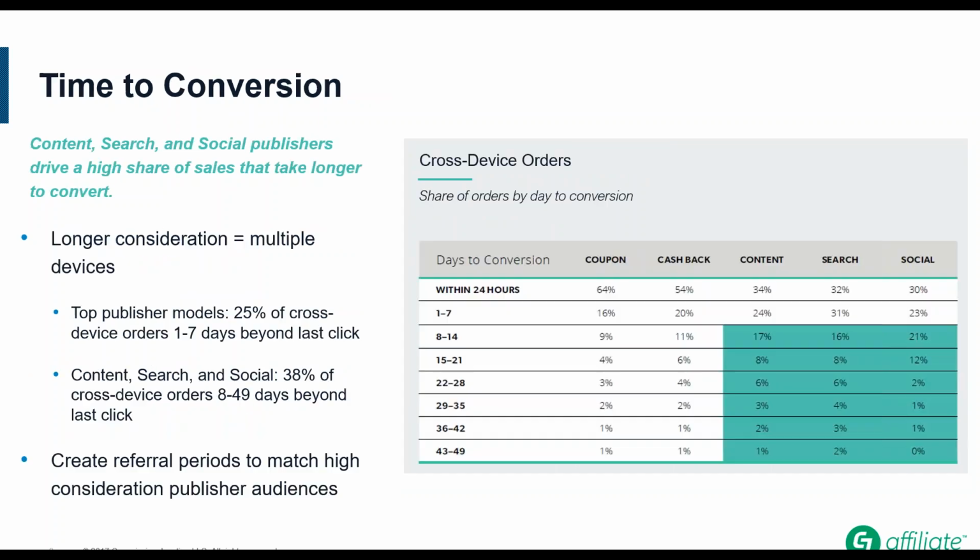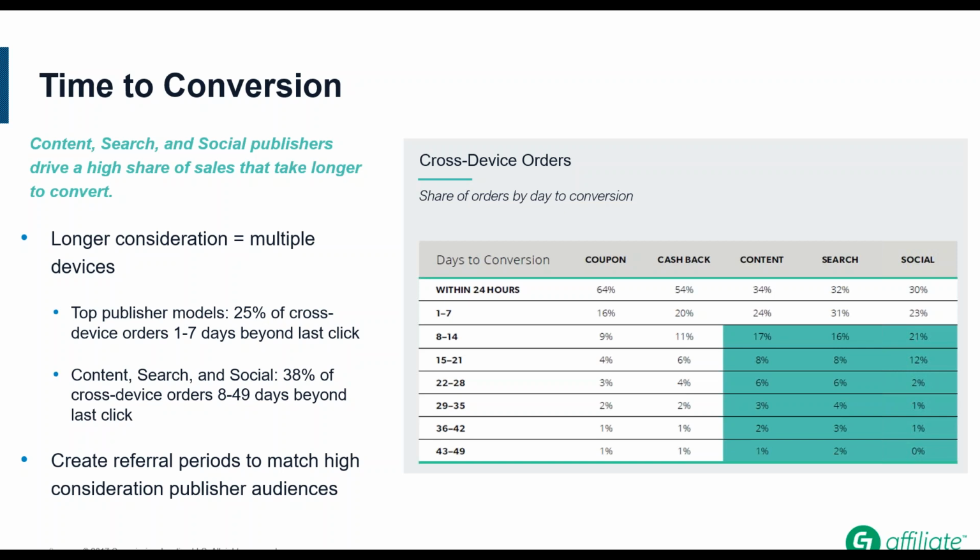Makes sense. So a good corollary point to the AOV story we talked about is also what we've learned about the average time to conversion for cross-device sales and how that changes by publisher types. So what you see here in this chart is the days that it takes a cross-device sale to complete after the last click. Coupon and cashback publishers, for example, up at the top, you can see about 50 to 60% of their sales convert within 24 hours of the last click. And then another 20% or so complete within 1 to 7 days.